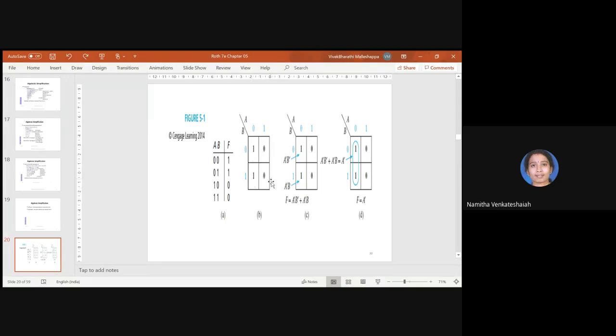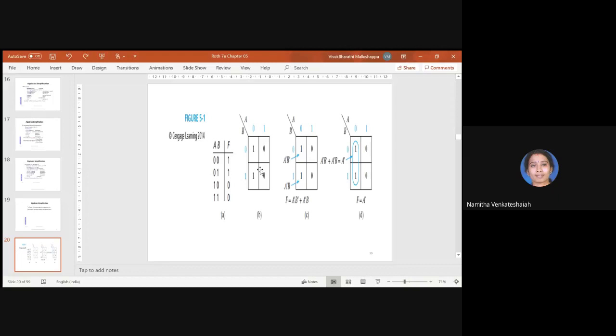So in your notebook, please make a note here. This is the first row, this is the second row, this is the third row, this is the fourth row. That's why, students, I have written 1 here. How did I get this 1? This is the output of the first row.